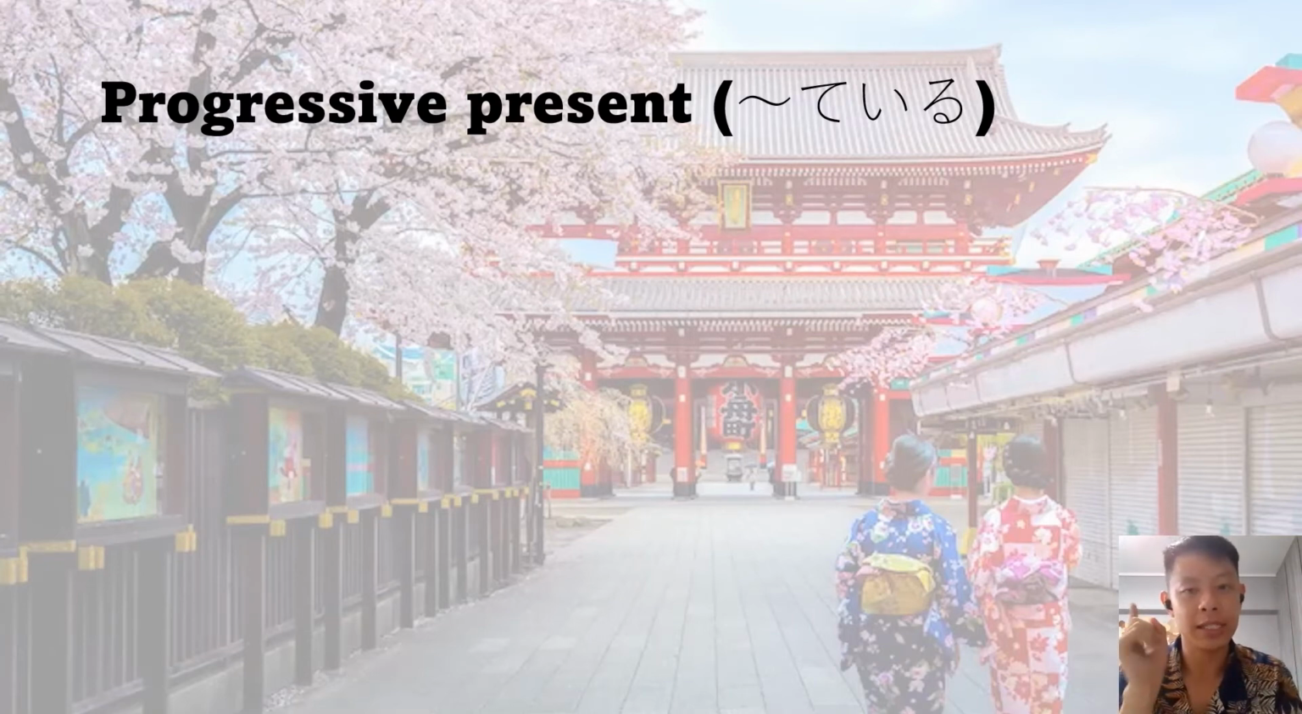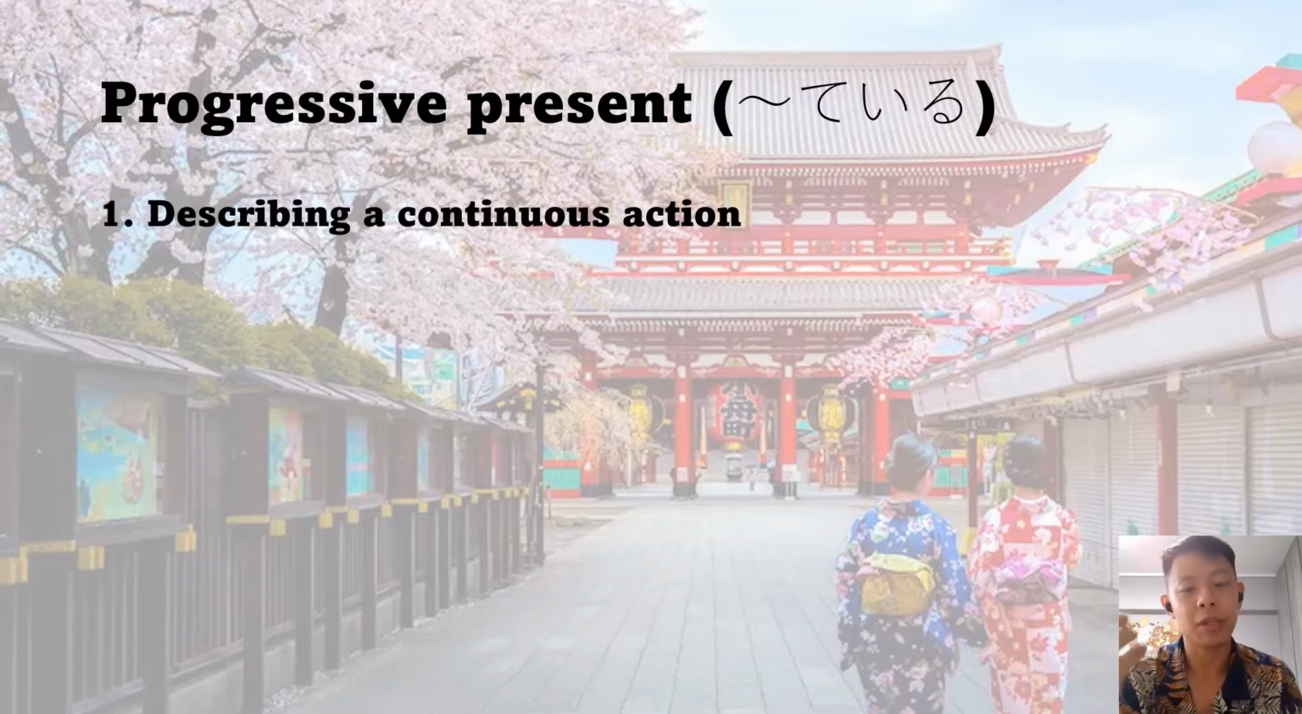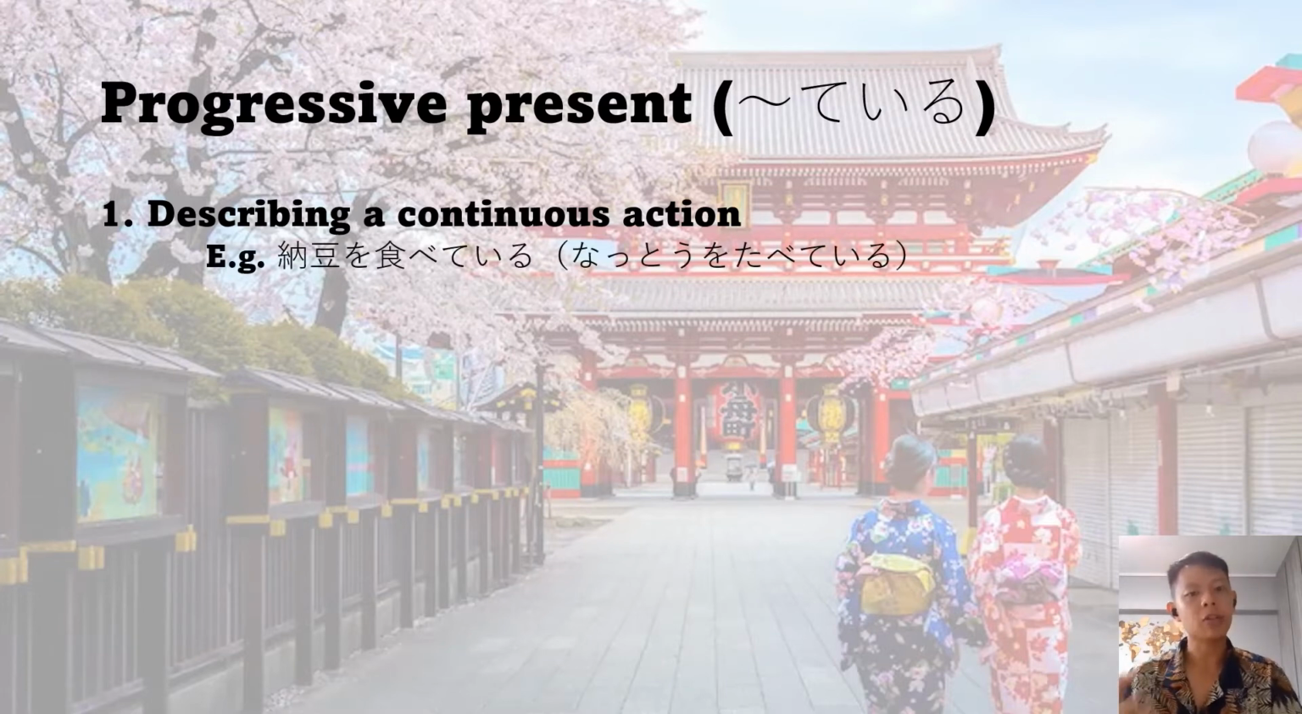The first way is exactly like the way that you would say in English. When you're describing a continuous action, I'm eating, I'm drinking, these are continuous actions. So an example would be 納豆を食べている, which means I'm eating natto. It's a continuous action, it's still happening. You use the progressive present tense.